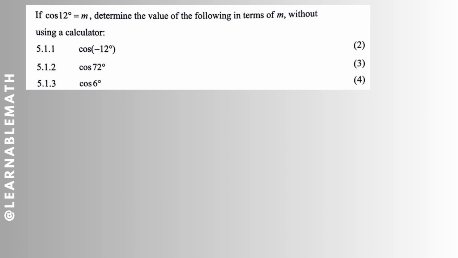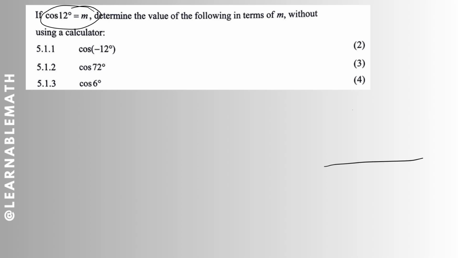Okay, so this is your question 5 from your Maths Paper 2 2024 Limpopo province trial exam. So we are given that if cos 12 is equal to m, determine the value of the following in terms of m without using a calculator. If you check every Maths Paper 2, you'll always find questions like this when you start question 5. The structuring is almost the same. Normally, if we have such an equation, a trigonometric ratio in terms of something, we would first draw a triangle to demonstrate that before solving.